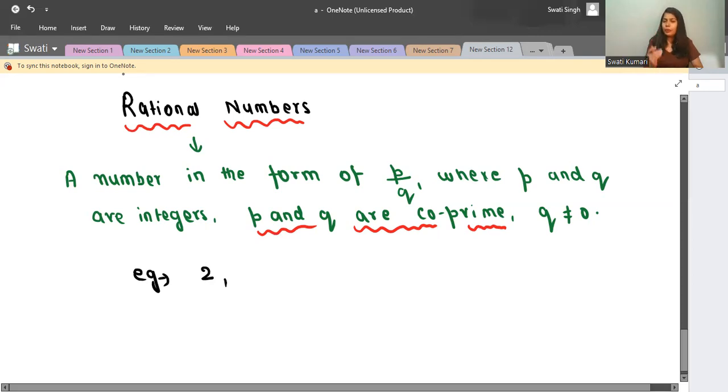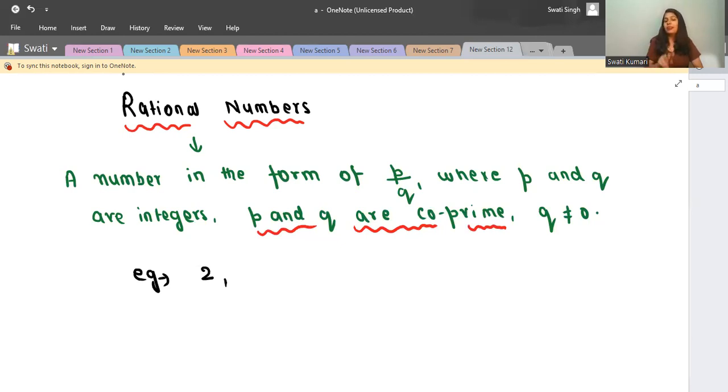And when you write down 2 upon 1, it is absolutely in the form of P by Q, where P is 2 and Q is 1. Absolutely, 2 and 1 are co-prime, because you will be getting the HCF 1, right? Because that is the definition of co-prime. And of course, Q is not equal to 0 because 1 is not equal to 0. So yes, 2 is a rational number.